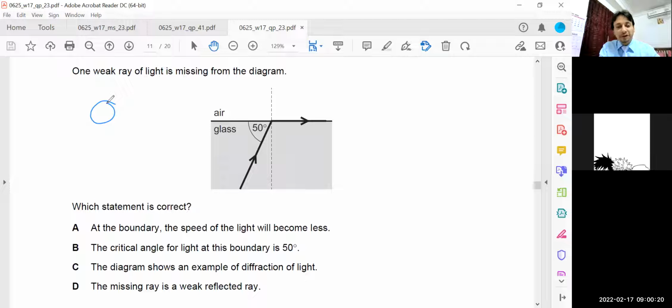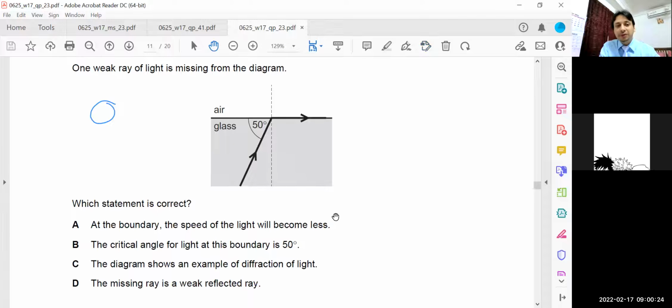At the boundary, the speed of light will become less. That is wrong. It remains the same at the boundary. The critical angle for light at this boundary is 50 degrees. That is wrong. The critical angle will be here. That is the angle of incidence, which is 40 degrees. This is also wrong.